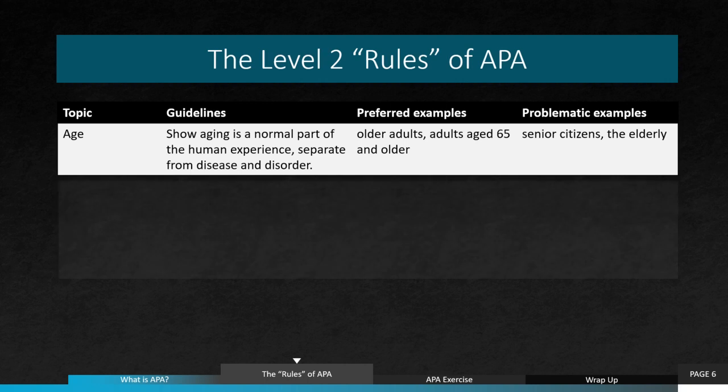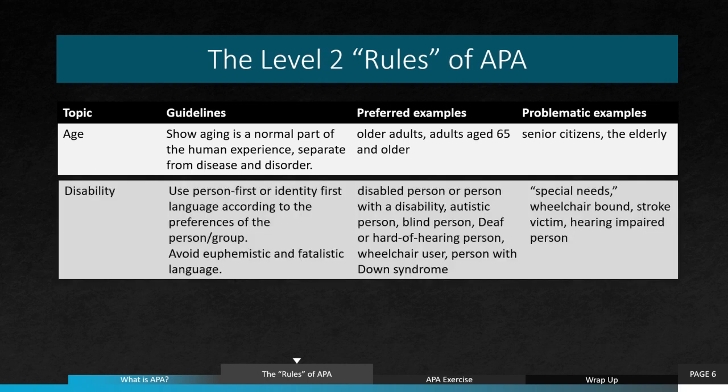Next, let's look at language surrounding disability. The APA guidelines state that you should use person-first or identity-first language according to the preferences of the person or group you are discussing. Avoid euphemistic and fatalistic language. Examples of acceptable language include disabled person or person with a disability, autistic person, blind person, deaf or hard of hearing person, wheelchair user, and person with Down syndrome. Examples of problematic language would be special needs, wheelchair bound, stroke victim, and hearing impaired person.